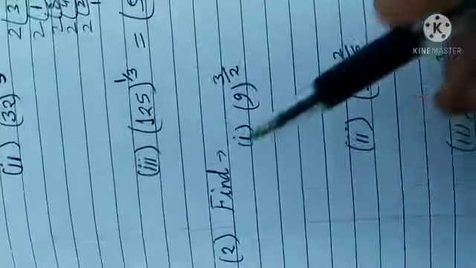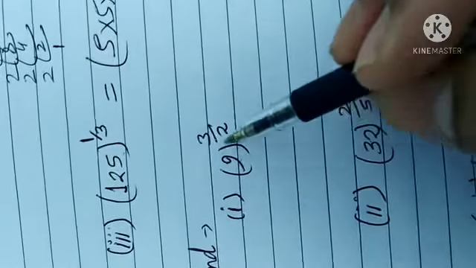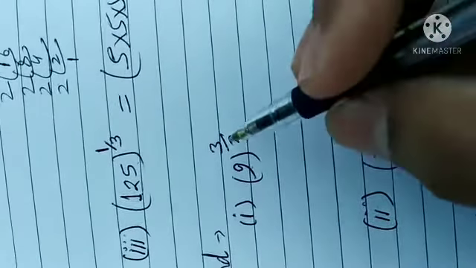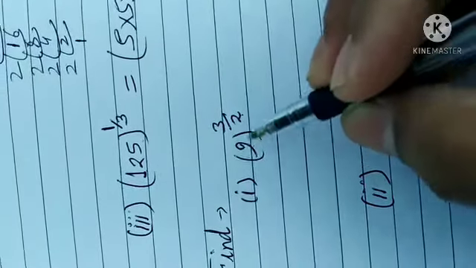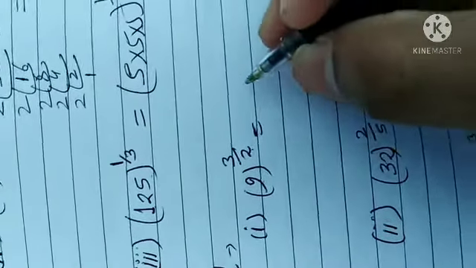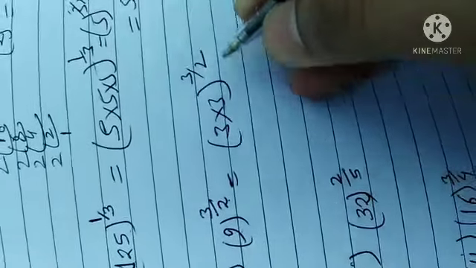Now see the question number second. Find again. It's very simple. First part, 9 to the power 3 upon 2. So here what is the denominator of this power? 2. That means, can you split 9 into 2 equal parts? Yes, 3 into 3. 3 3s are 9, and whole to the power 3 upon 2.